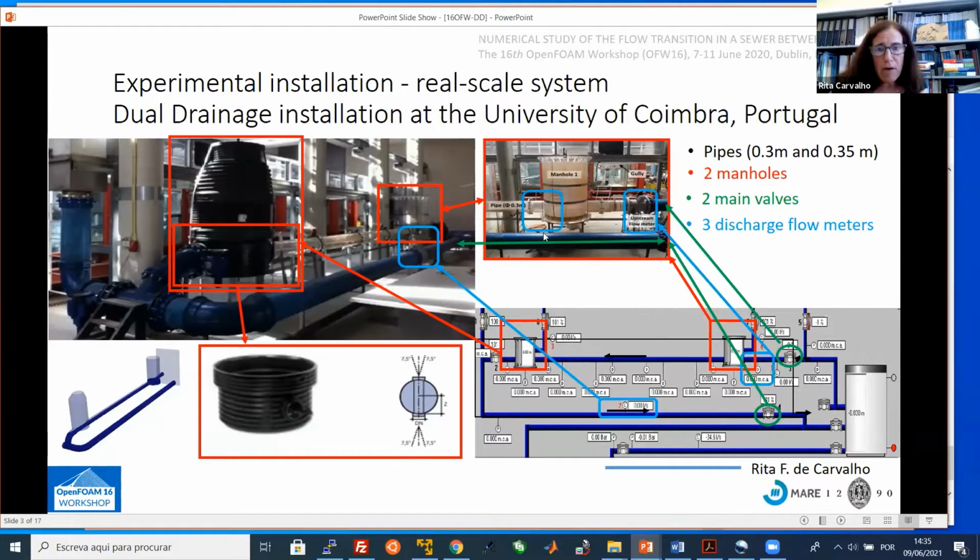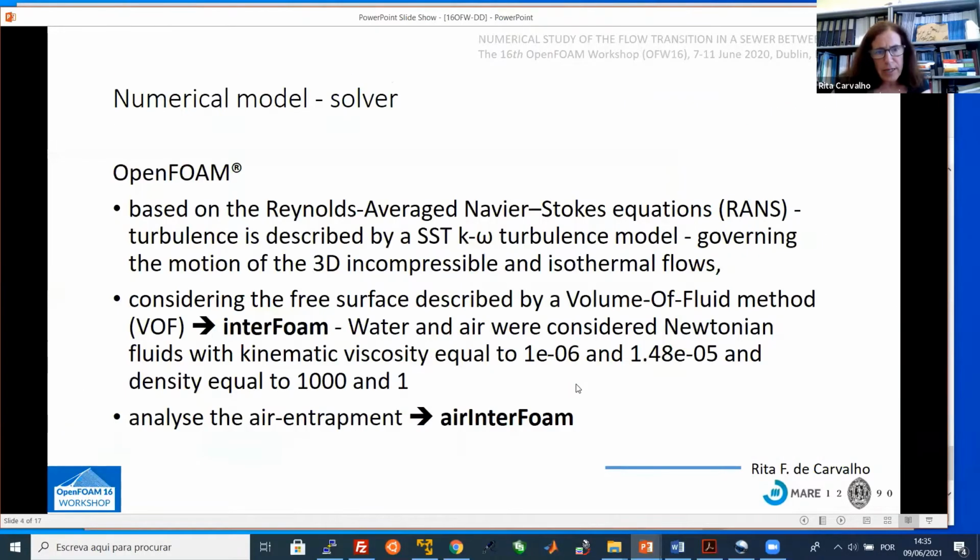Okay, and we have as well 3 discharge flow meters. That one we can operate with this valve to have pressurized flow here, and that one, when we have free surface here, doesn't operate. And we have a mobile flow meter as well, and we include it here in the manhole to see the results. We have also 8 pressure transducers in the bottom of the pipe here, and we can measure that.